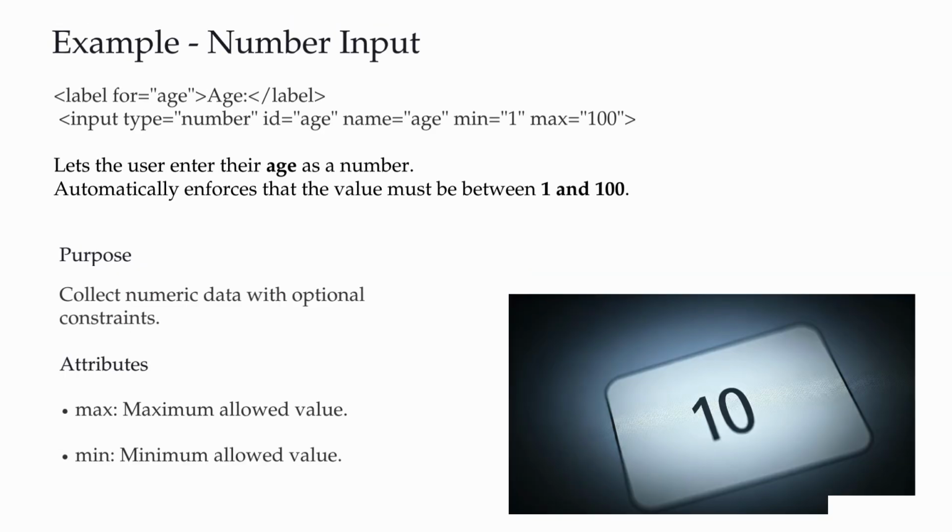Example: number input. Label for equals age, input type equals number, ID equals age, min equals 1, max equals 100. This lets the user enter their age as a number and automatically enforces that the value must be between 1 and 100. Purpose: collect numeric data with optional constraints. Attributes: min is the minimum allowed value, max is the maximum allowed value.